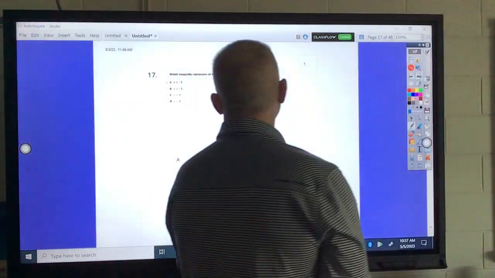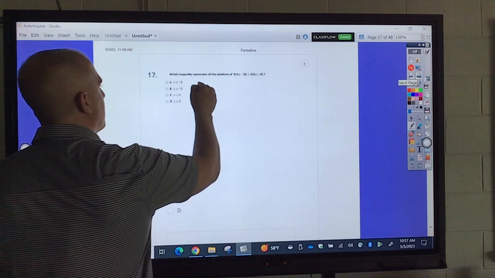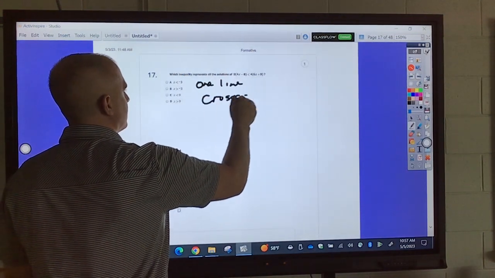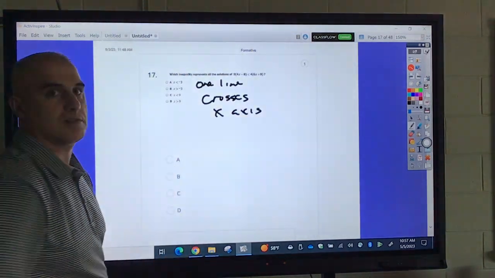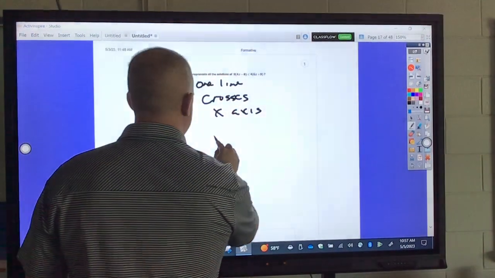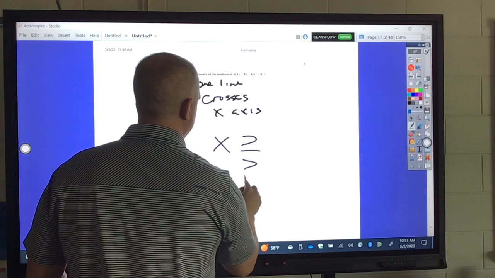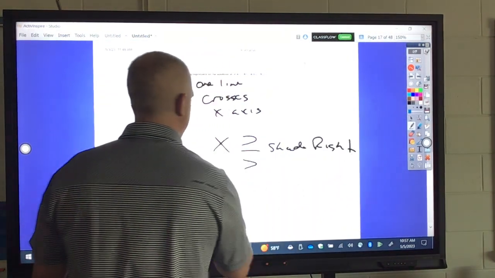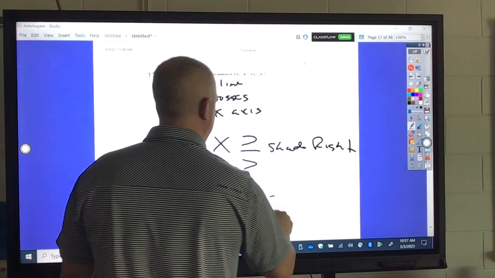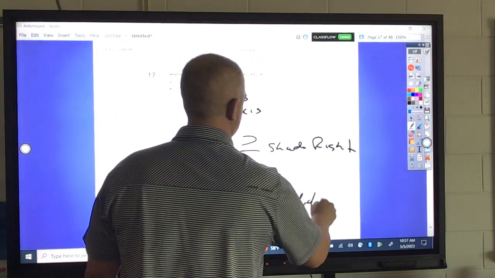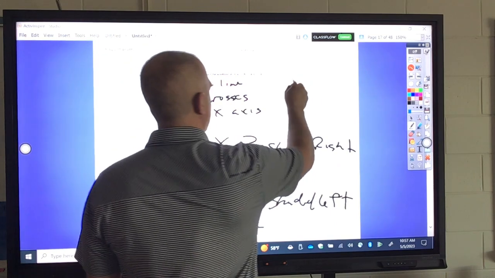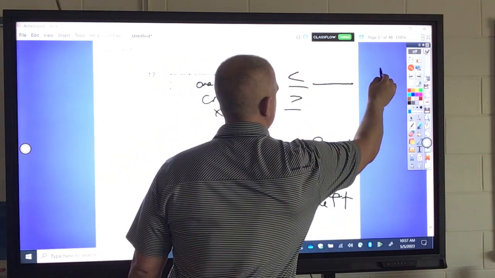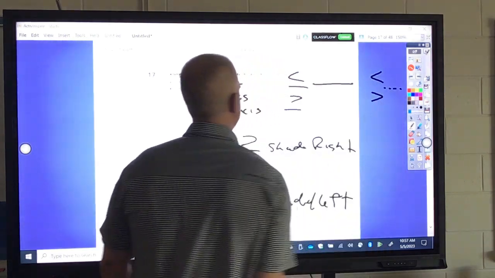Okay, 17, okay, so for the inequalities, it's one line where it crosses the x-axis. Okay, all right, now, very important. You choose this or this if it's shaded right. You choose this or this if it's shaded left. Okay, now, whether you use this one or this one is if you have a solid line. If you use this or this, it's a dash line, okay?